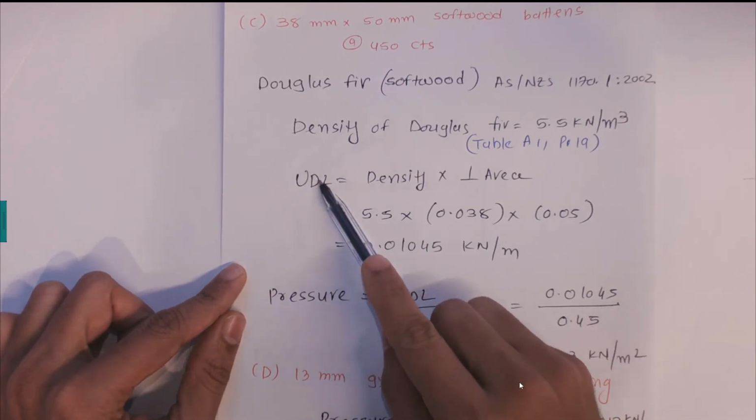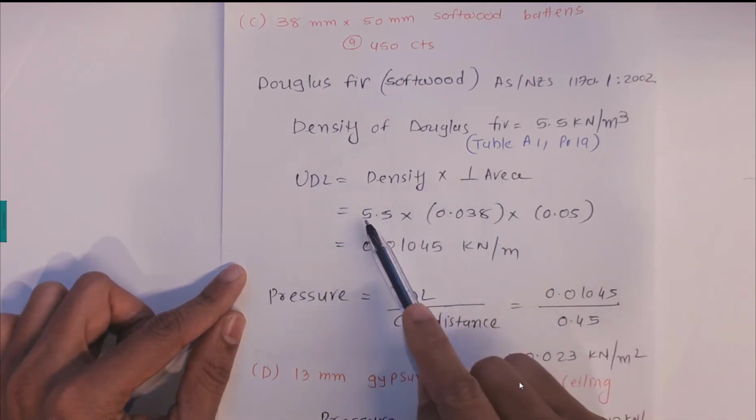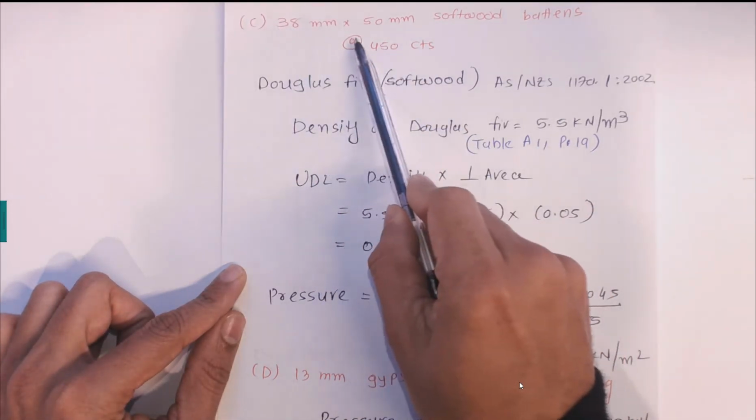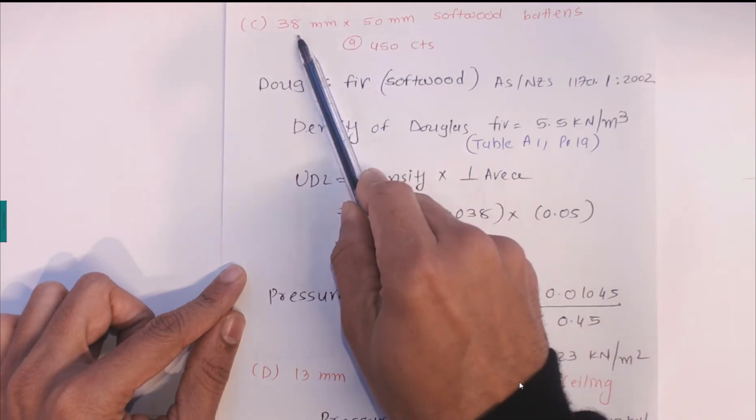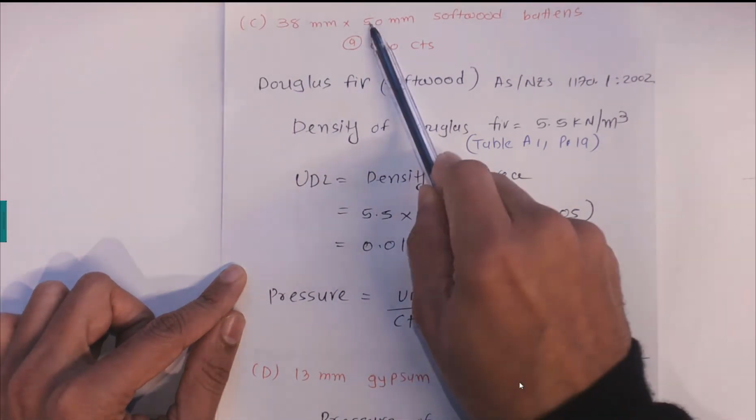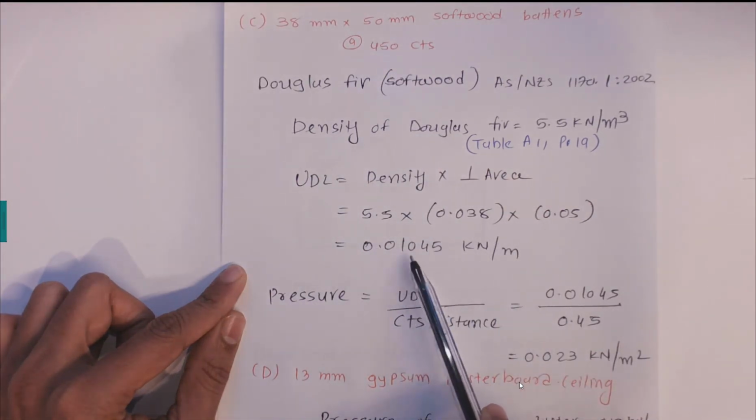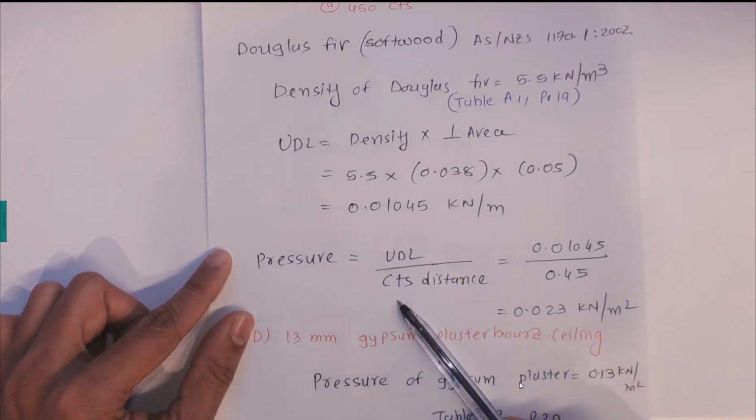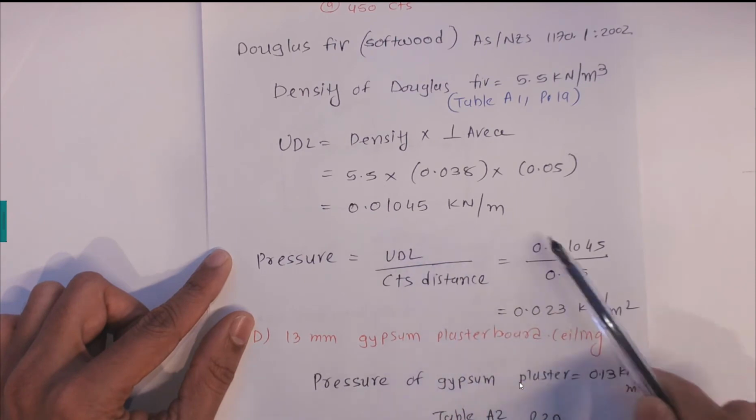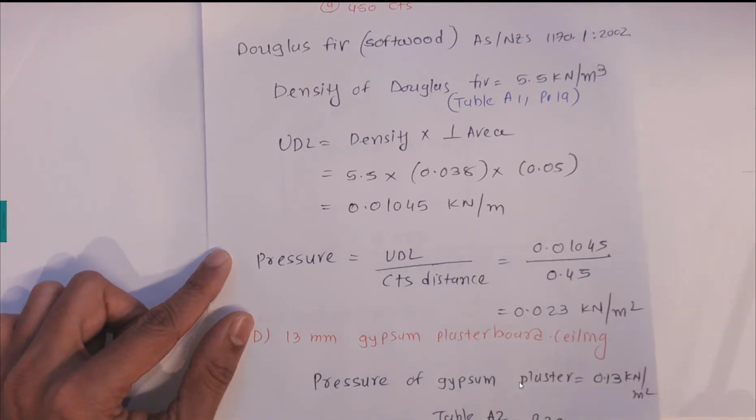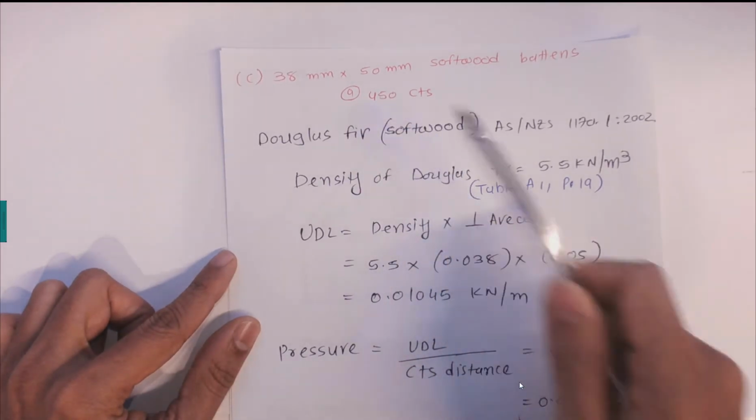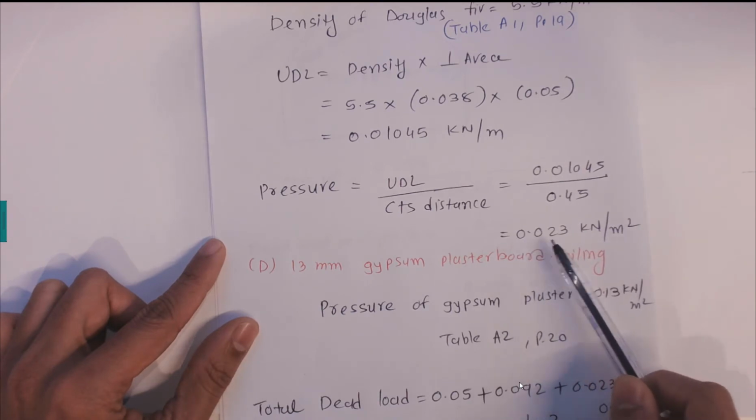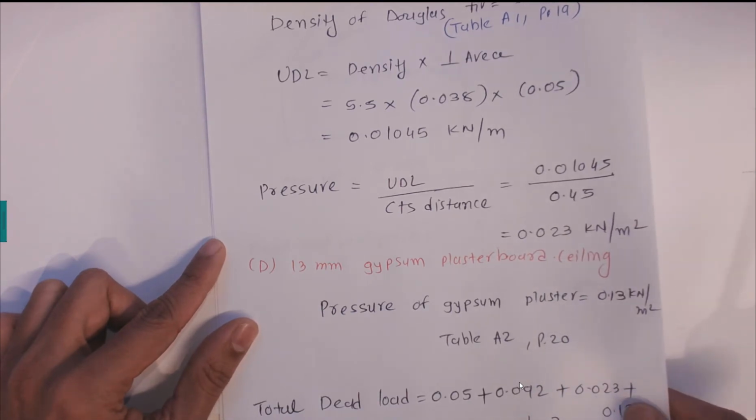Now we first calculate the UDL, density times perpendicular area. So density is 5.5 kilonewton per meter cube. Area is given here, which is 38 millimeters by 50 millimeters. So we can convert into meters, which is 0.038 and 0.05. So we get the UDL load 0.01 kilonewton per meter. Now once you get the UDL, we can calculate the pressure equal to UDL over center distance, which is UDL 0.01 over the center distance, 450 millimeters. So that center distance is 0.45 meters, and the final pressure would be 0.023 for the third layer, the battens.